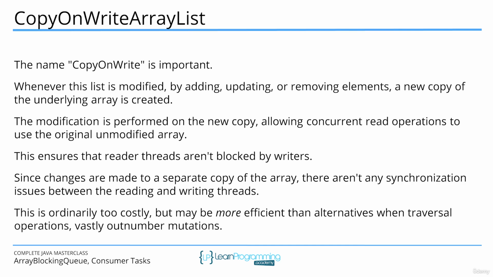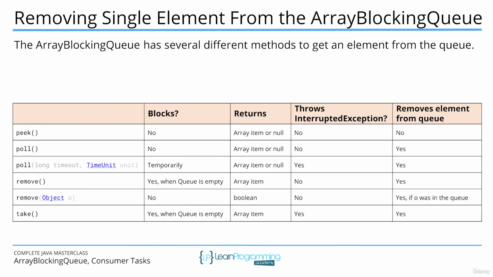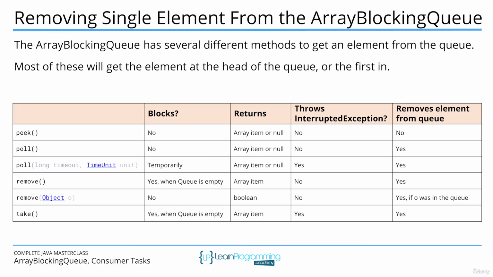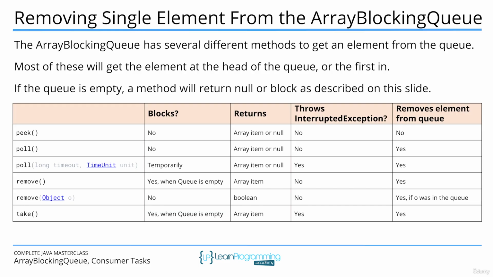In this code, I used a poll method to get the visitor from the queue. The array blocking queue has several different methods to get an element from the queue. Most of these will get the element at the head of the queue, or the first in. If the queue is empty, a method will return null or block as described on this slide.